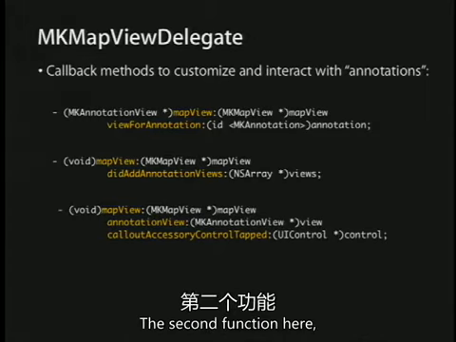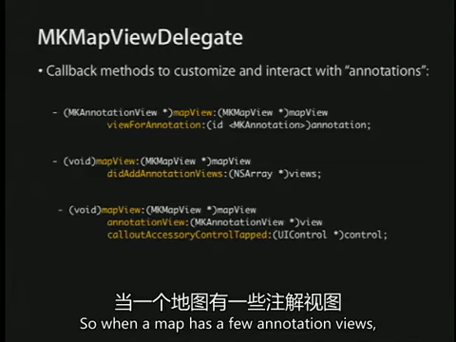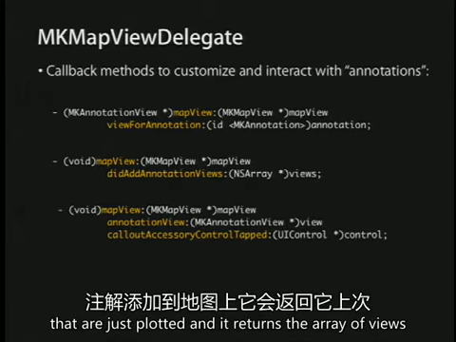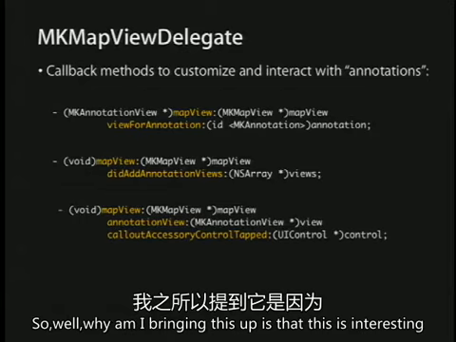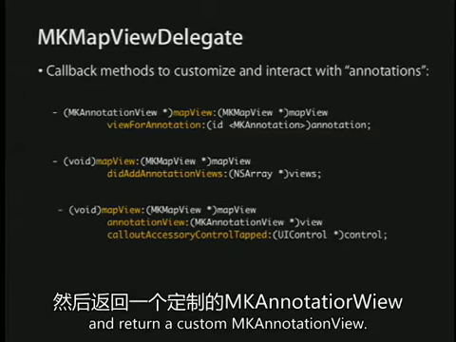The second method here is did add annotation views. So when a map adds a few annotation views, it'll call you and tell you that there are new ones that it just plotted, and it returns the array of views that it added since it last reported to you. Why am I bringing this up? This is interesting for you for Paparazzi 3. You may choose to override the view for annotation and return a custom MK annotation view.